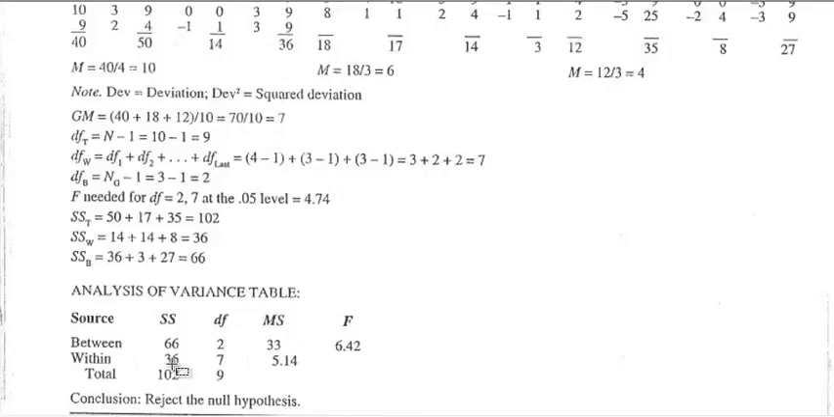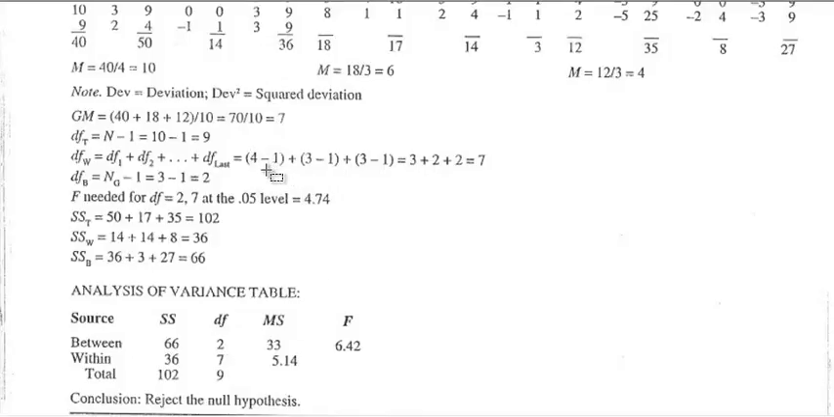Within groups, we have our total sums of squares of 36. We figure out the degrees of freedom within groups by taking the number of subjects that we have, which in this case is 10, and subtracting the number of groups that we have, which in this case is 3. So it's 10 minus 3, which gives us 7. Essentially what we are doing is losing 1 degree of freedom for each group. That's what's indicated up here.